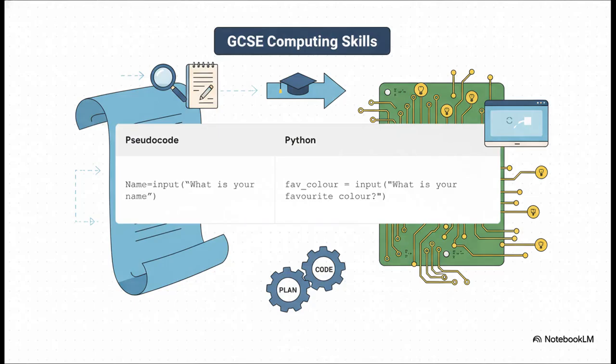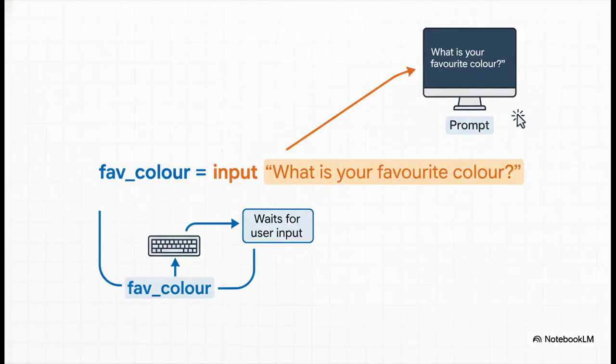All right, pay close attention here, because this slide is super important for your GCSE prep. On the left, you've got pseudocode. That's like the blueprint. On the right, the actual Python code. Being able to translate from that plan to the real deal is a massive exam skill. And hey, notice how similar they are? Both use that keyword input to get the job done. So let's break this line down.